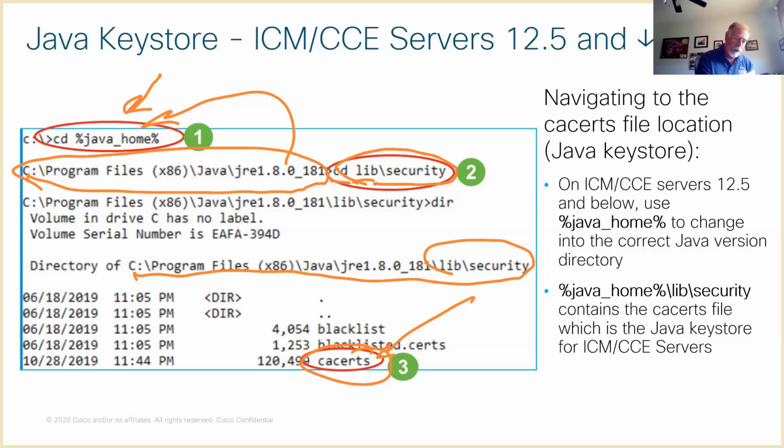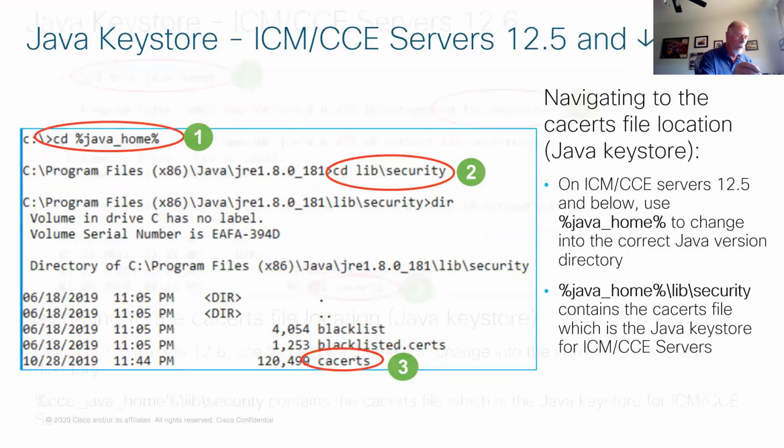All right, cool enough. So on ICM servers, use the Java home, change into the correct Java version directory, go to the lib security folder to find that file called CA certs. That's your Java Keystore on your ICM and CCE servers, not your CVP servers, none of those other servers. Remember, this is mostly just affecting the Windows components.